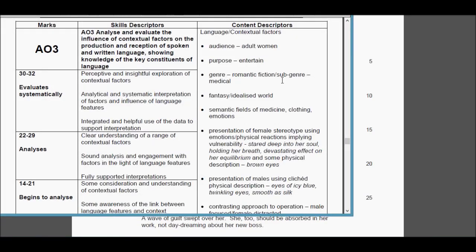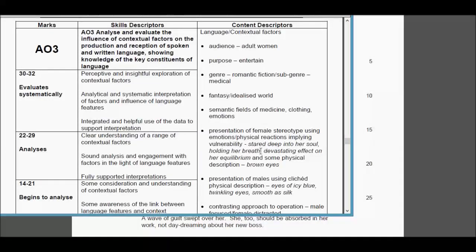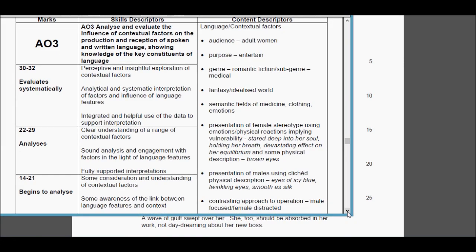It's interesting to note the presentations of female stereotypes, for example, including emotions, physical reactions that imply her vulnerability. For example, stared deep into her soul, holding her breath, devastating effect on her equilibrium. The presentation of males, similarly, using a cliched physical description, eyes of icy blue, twinkling eyes, smooth as silk.